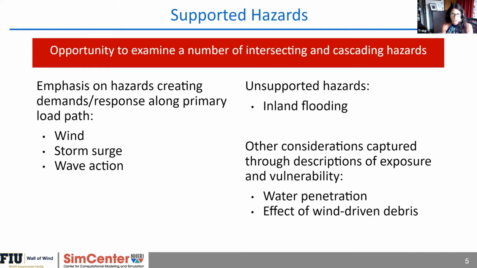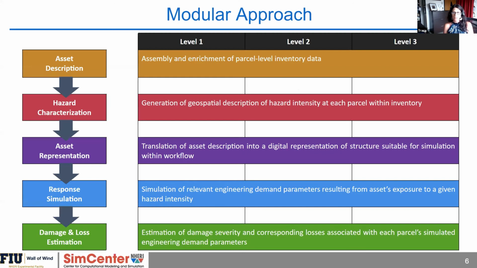I will note that we're not doing inland flooding in this particular test bed, nor are we explicitly modeling water penetration or other wind-driven debris, though I will of course highlight that those two important effects are included in the way that we approach damage and loss modeling as we move through the workflow. So our primary focus again from the hazard side is wind, storm surge, and wave action here in Atlantic City as our first test bed.